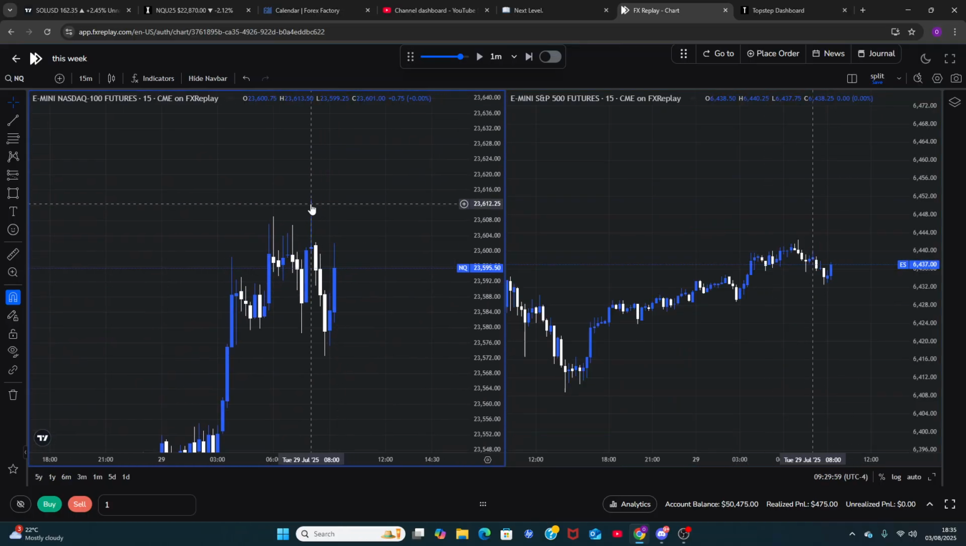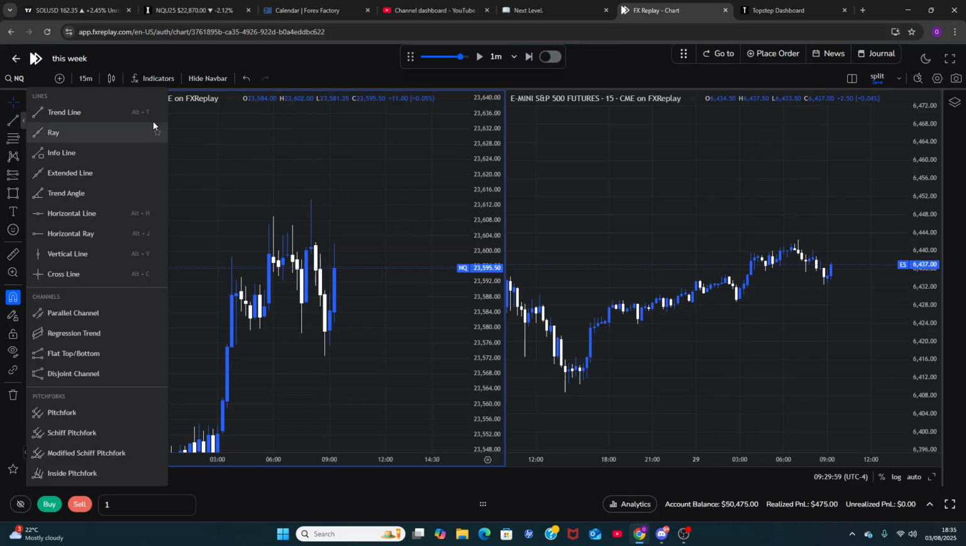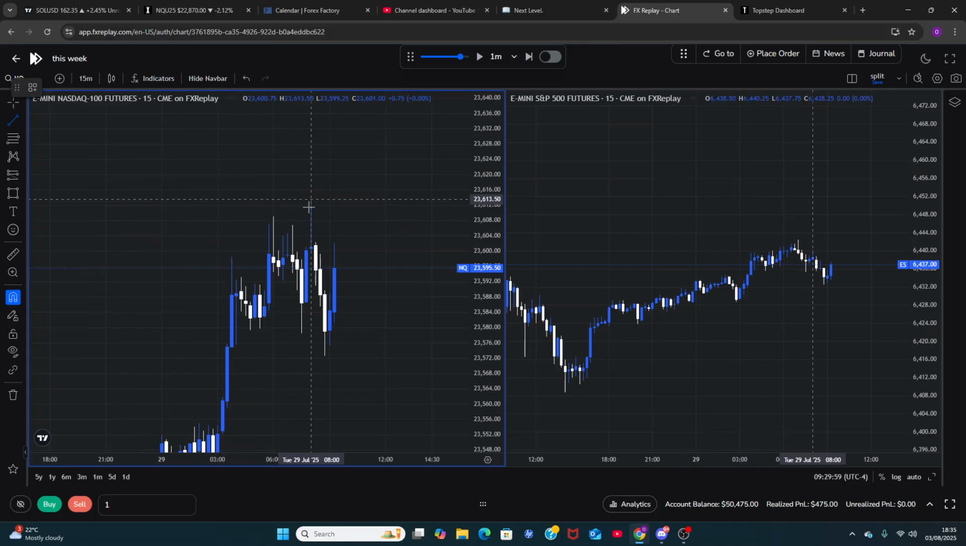There's a nice high up here. That could be a nice draw on liquidity. If price takes it out, then just watch what price does. But this high is a nice draw on liquidity, right?